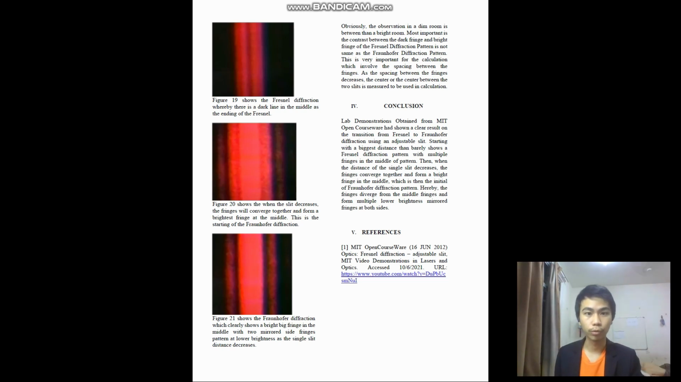Now we come to the conclusion. This is a lab demonstration that we took from YouTube, showing the transition from Fresnel to Fraunhofer diffraction using an adjustable slit, starting from the biggest distance, with a very short Fresnel diffraction pattern with multiple fringes in the middle of the pattern. Then when the distance of the single slit keeps decreasing, the fringes converge together and form a bright fringe in the middle, which is the beginning of the Fraunhofer diffraction pattern. Hereby the fringes diverge from the middle and form multiple lower-brightness mirrored fringes on both sides.